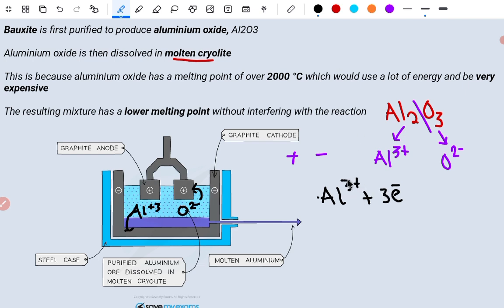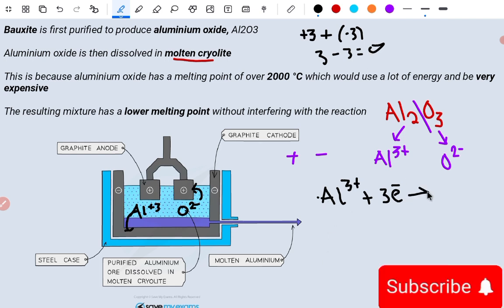So you have 3 positive charges, then you add 3 negative charges here. If you're good at mathematics, this will be 3 minus 3, and you get 0. So this cancels out the charge on aluminium, and at the end of the day you have molten aluminium.